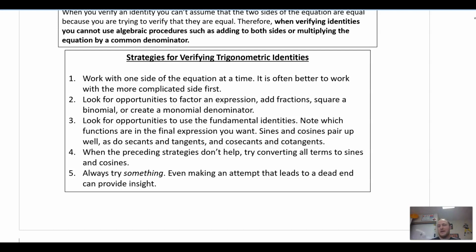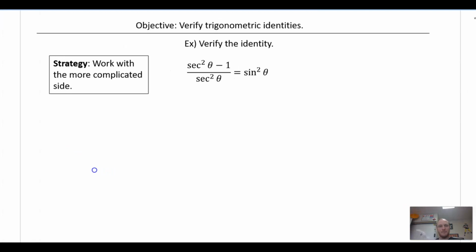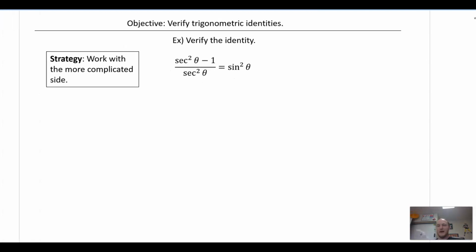All right, so let's go ahead and look at this example. We are going to verify, and we're asked to work with the more complicated side first. Okay, so let me pull up my pen here. Where's my pen? There it is. Okay, so what you should see here is I have secant squared theta minus 1 over secant squared.